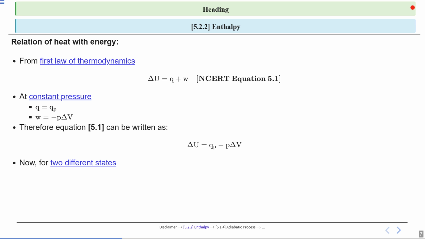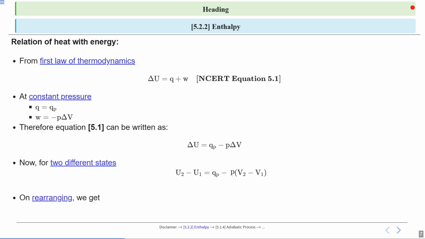Now, if you consider the above equation for two different states, suppose 2 and 1, how will we write it? We will write it as U2 minus U1 is equal to QP minus P into V2 minus V1. What we have done is replace delta U with U2 minus U1 and delta V with V2 minus V1. The rest will be the same.